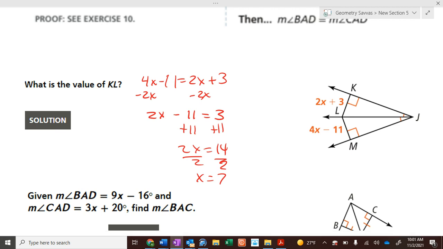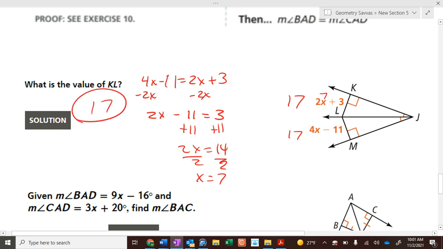So how do I find the value of KL if I know x equals 7, Jordan? Plug in 7 for x, you get 2 times 7 plus 3. 2 times 7 is 14. 14 plus 3 is 17. This is 17. 4 times 7 is 28. Minus 11 is 17. They are equal, and they better be equal, or we did something wrong. So KL is 17.